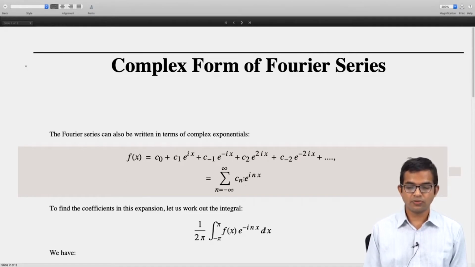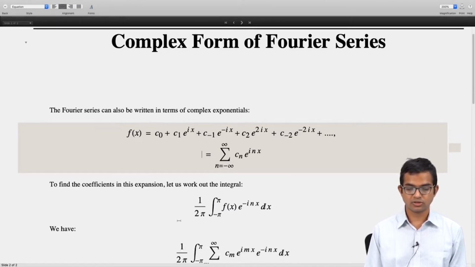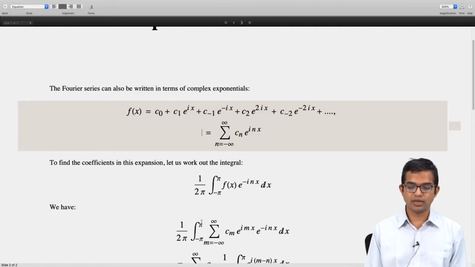To find these coefficients cn, let's work this integral out. We are doing this integral 1 over 2 pi integral minus pi to pi f of x times e to the minus inx dx. So now we have 1 over 2 pi integral minus pi to pi summation over m. Instead of n, I'm using m, it's a dummy index. cm e to the imx, then I have e to the minus inx dx.